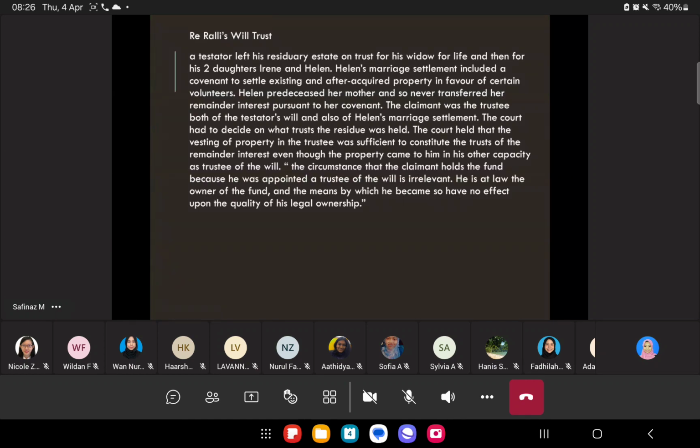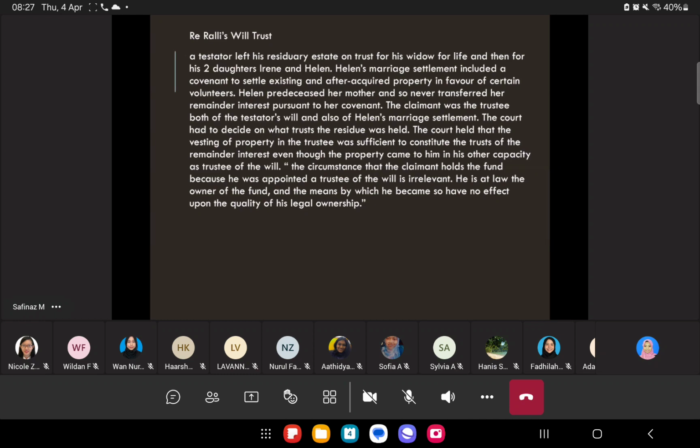The court had to decide on what trust the residue was held. The court held that the vesting of property in the trustee was sufficient to constitute the trust of the remainder interest even though the property came to him in his other capacity as trustee of the will. The circumstance that the claimant holds the fund because he was appointed a trustee of the will is irrelevant. He is at law the owner of the fund and the means by which he became so have no effect upon the quality of his legal ownership.